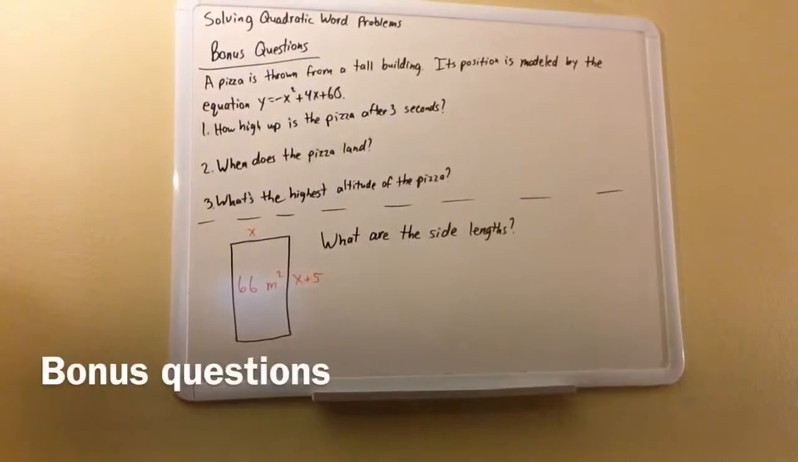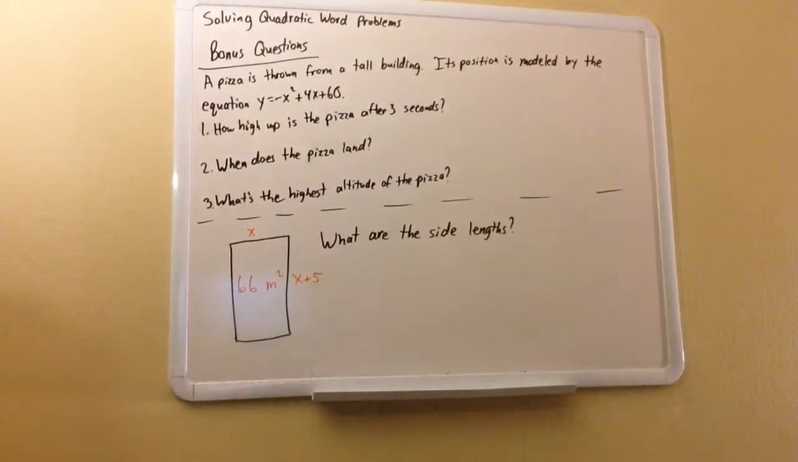Alright, now I'm going to go ahead and give you your bonus questions. Here are your 2 bonus questions. The first one is you have a pizza that's thrown from a tall building. Its position is modeled by the equation y equals negative x squared plus 4x plus 60. And we have the questions: how high up is the pizza after 3 seconds? When does the pizza land? And what's the highest altitude of the pizza?